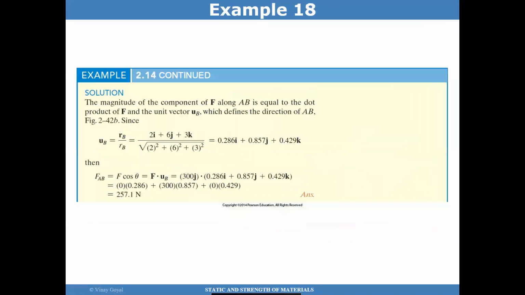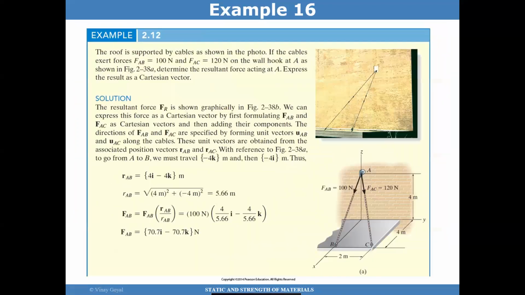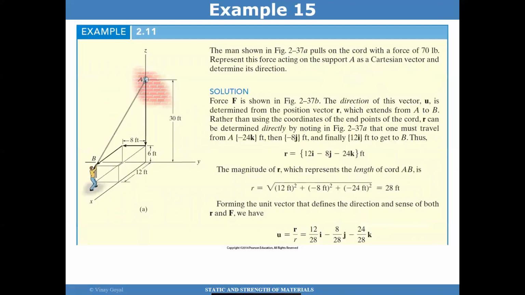We have many more examples. So let me hit example 15. Example 15 is a man that's pulling on this wire, this cord, with a force of 70 pounds. We want to represent that force acting on support A as a Cartesian vector to determine its direction. And so the first step is to figure out the vector that connects A and B.